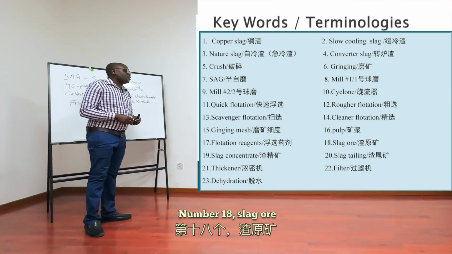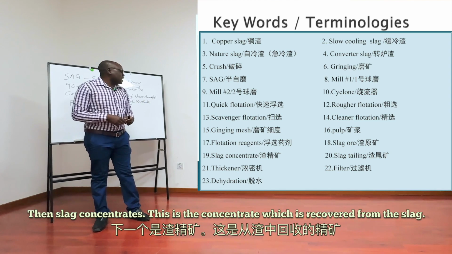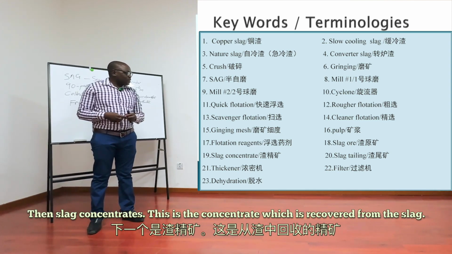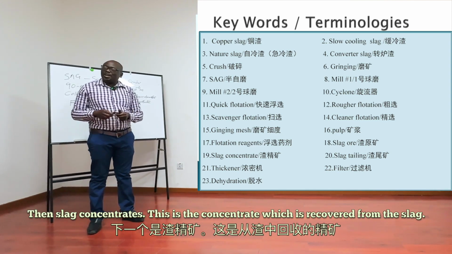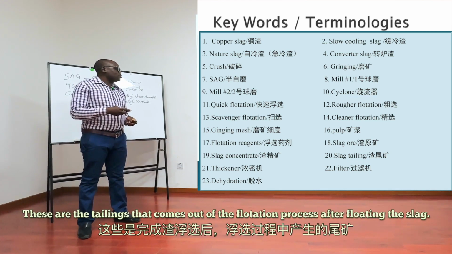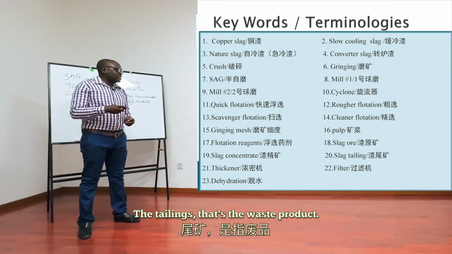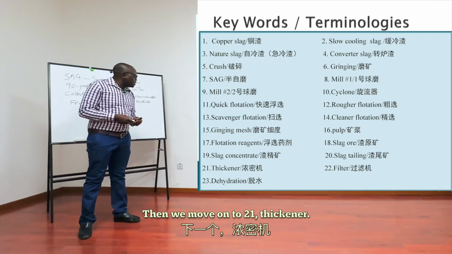Number 18, slag ore. It is the starting raw material for the flotation process, then it becomes a slag ore. Then slag concentrate. This is the concentrate which is recovered from the slag. Then slag tailings. These are the tailings that come out of the flotation process after floating the slag. The tailings, that's the waste product. Then we move on to 21, thickener.